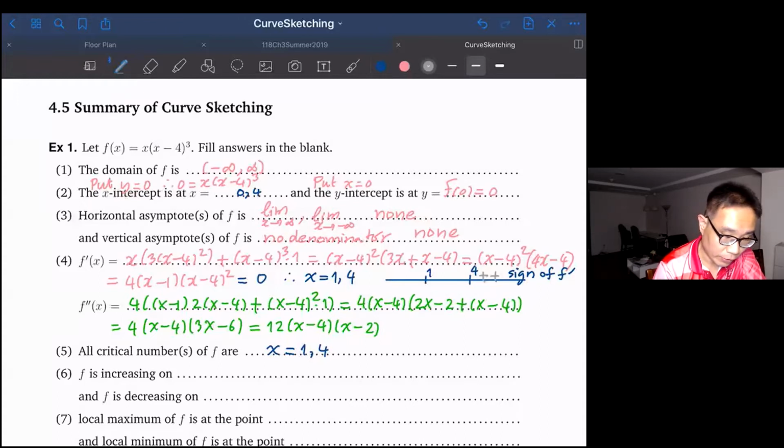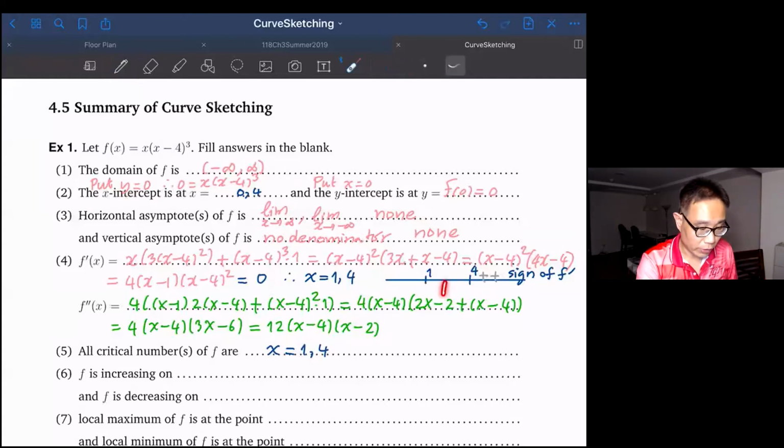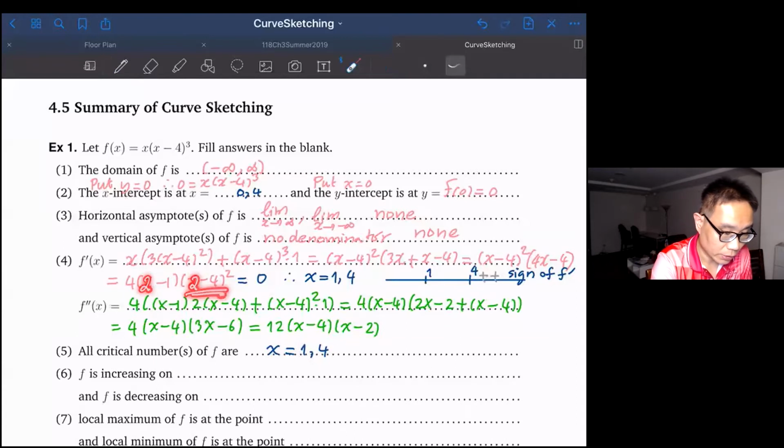For the second interval, you pick x equal to 2 in this case. When you have x equal to 2, this is always positive, so it's also positive. And for the last one, you put x equal to 0. You see that it's going to be negative for this term, so it's going to be negative.